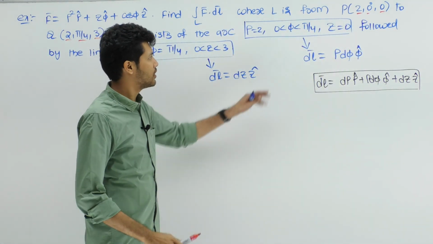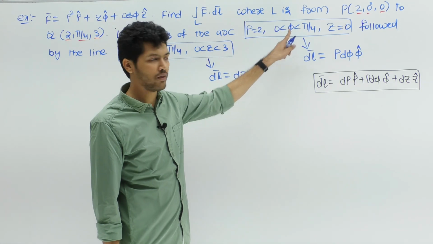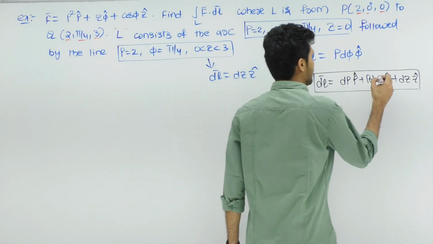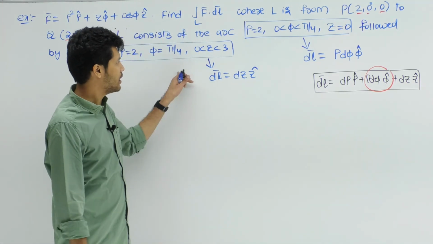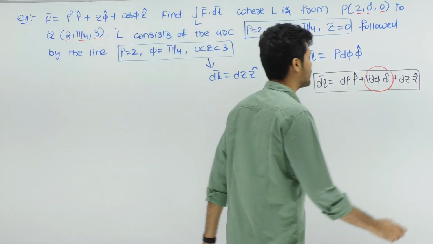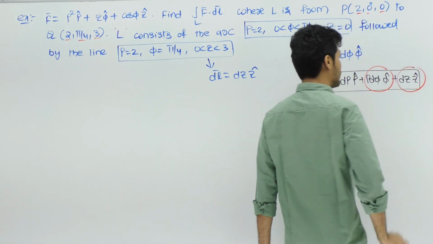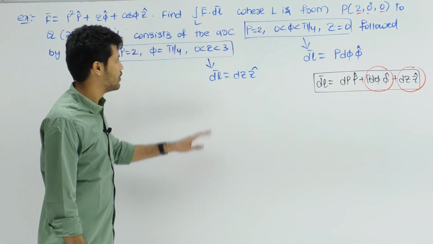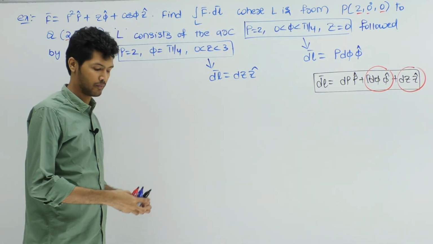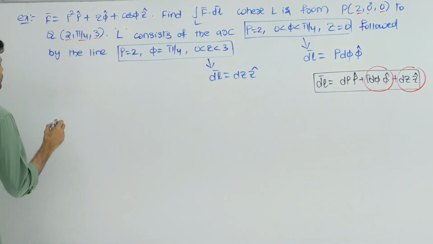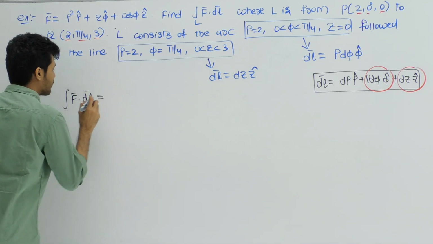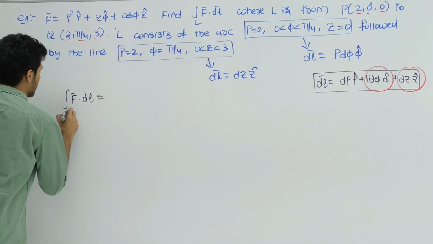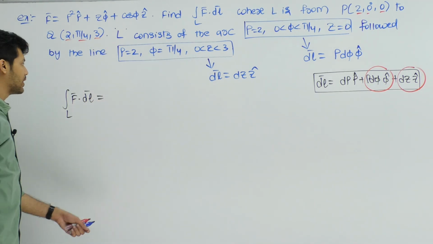Now in the first path, the only parameter that is changing is φ. So as the differential length vector, we have taken only this component. In the second path, the only parameter that is changing is z. So dz z cap is what we have taken as the differential length vector in the second case. Now ultimately, in the given case, we are supposed to calculate the value of f bar dot dl bar along a particular path called L.